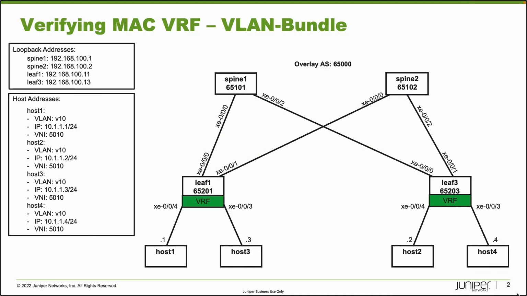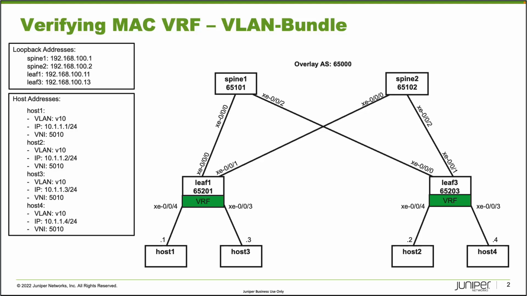All right, so here is our topology. We have four switches: spine 1, spine 2, leaf 1, and leaf 3. The MAC VRFs are already configured on leaf 1 and leaf 3. In the MAC VRF on leaf 1, host 1 and host 3 are connected on interfaces xe-0/0/4 and xe-0/0/3, respectively. Then we have the MAC VRF on leaf 3, where host 2 and host 4 are connected through interfaces xe-0/0/4 and xe-0/0/3.